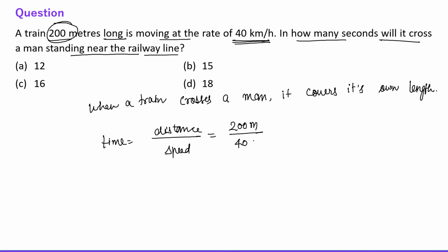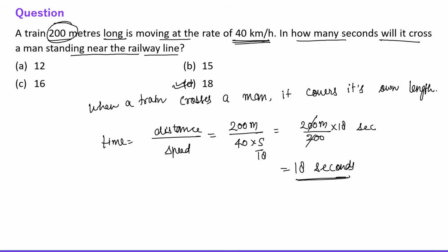So 40 kilometers per hour is obviously in kilometers per hour, so we need to convert it into meters per second. So this is 5 by 18, right? So 200 meters, this is 40 into 5 is 200, and 18 will go in the numerator, and this will be seconds. So this is cancelled and the answer is 18 seconds. So the train will cross that man in 18 seconds. Option D is the correct choice. Clear? Again, if you know the concept of trains, then only will you be able to solve this question. Else, you won't be able to solve it. Right?